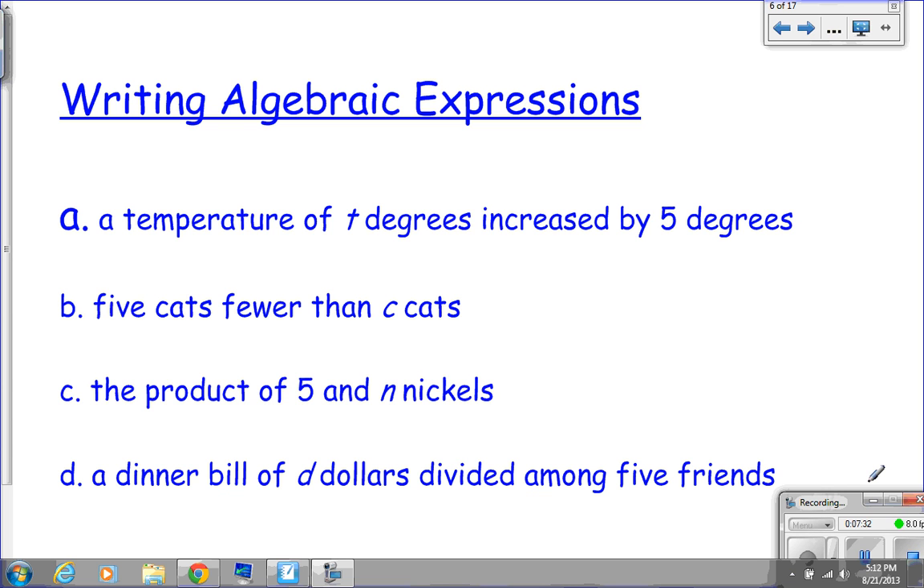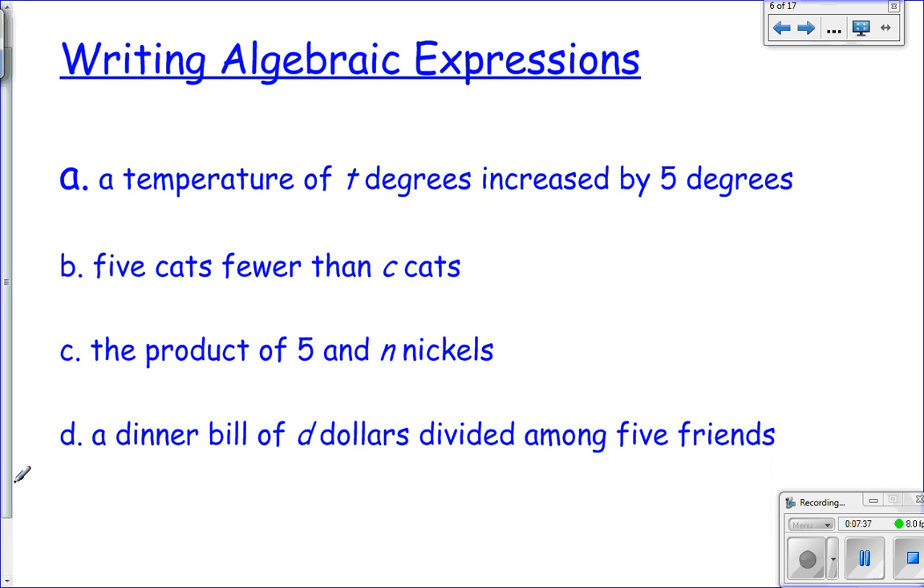So I want you to look at these and try them on your own. Make sure you write down the example and then your answer so that you can go back and look at it later. You have the phrase that you were translating into an algebraic expression.